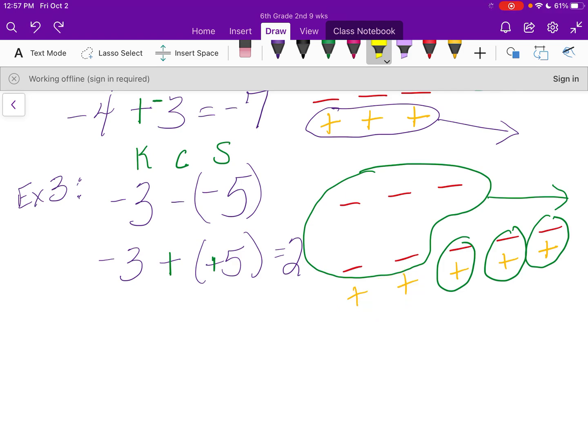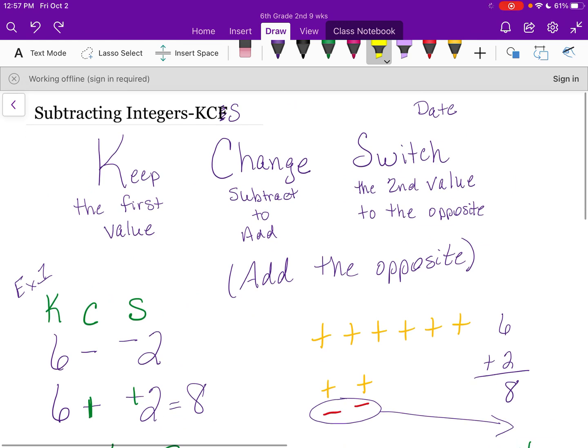Okay. So that's the procedure. That's what you do. You keep the first value, change the subtraction sign to addition, and then switch the second value to the opposite. Another way we can call it is we add the opposite. I know it might seem a little confusing, but if you just practice it, then you'll get good at it.